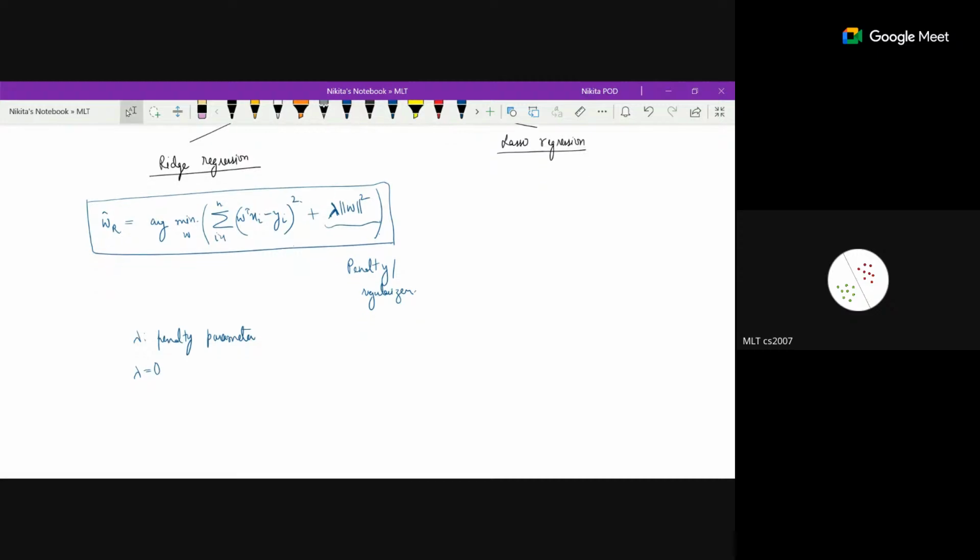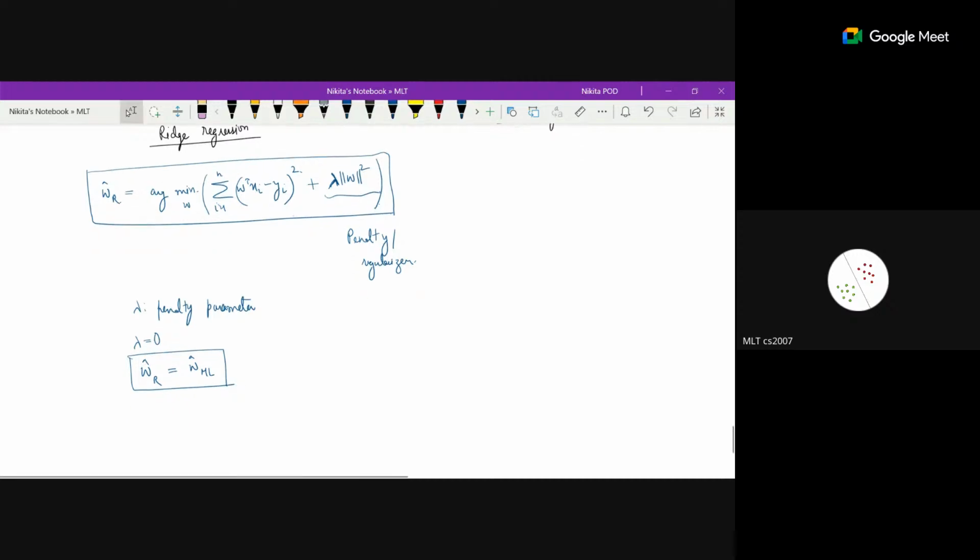Any guesses? Penalty is 0. No, what happens when my lambda is 0? It will be like a normal linear regression. Yes, this is what you will get, right? And now what will happen if you keep on increasing this lambda?